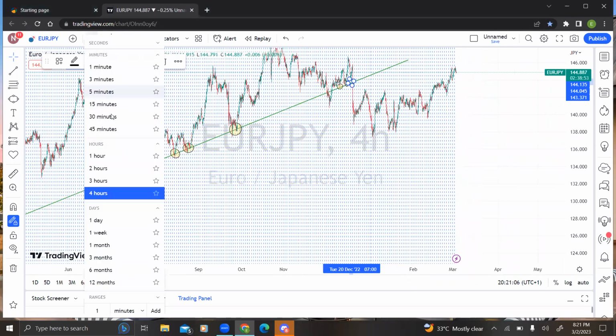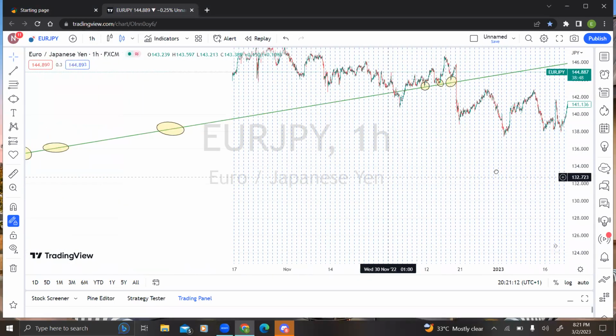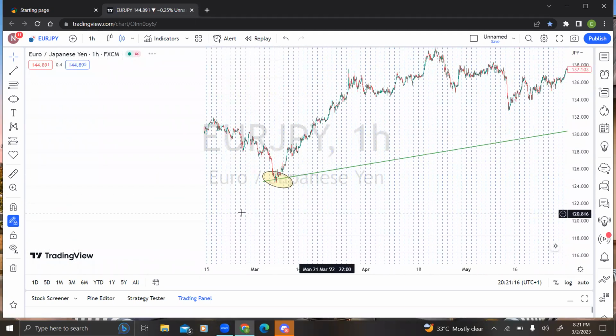And if you have to take this to the daily, to the 1 hour time frame now, let's take a look at this. Look at this. Do you all see this? Let's start from the first dot.